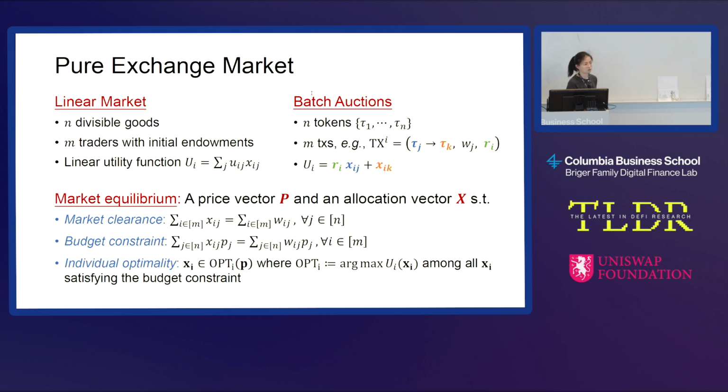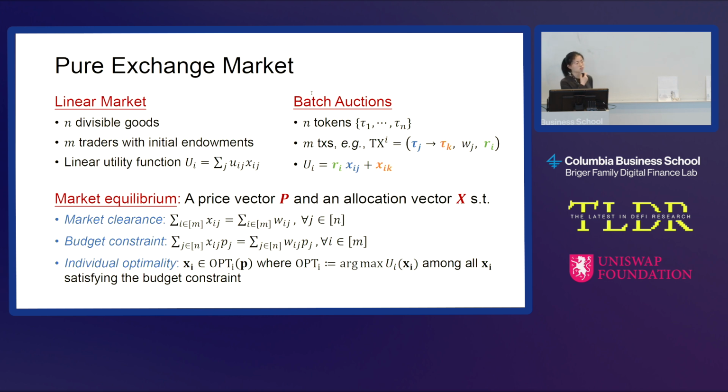The first one is market clearance, which means all initial tokens, all initial goods should be reallocated. Nothing should be locked in this market. The second one is budget constraint, which means according to this price vector, the price of your initial tokens should be equivalent to the price of the items you finally received, the finally allocated. The last one is individual optimality. It means that given a price vector P, everyone's utility will be maximized under the allocation X.